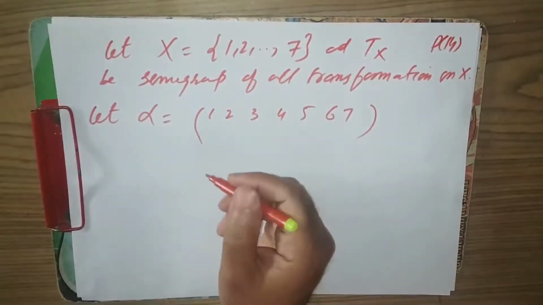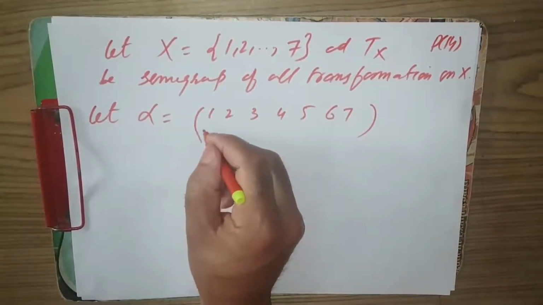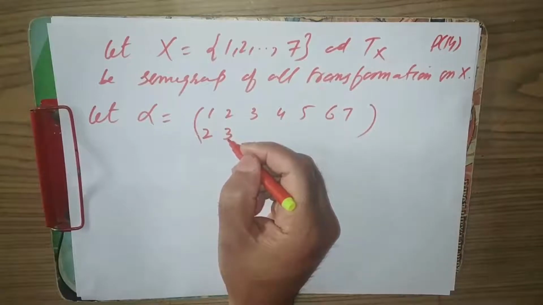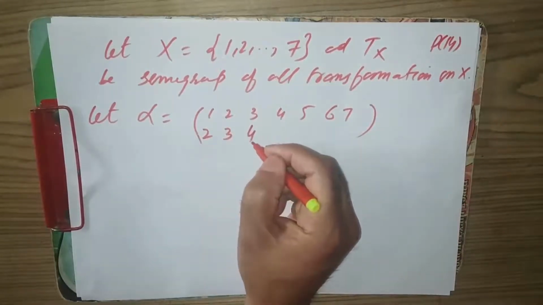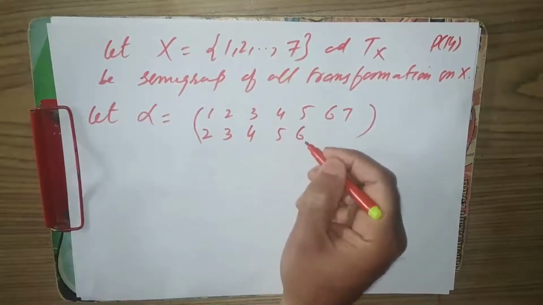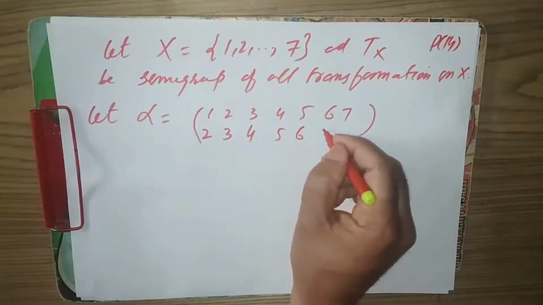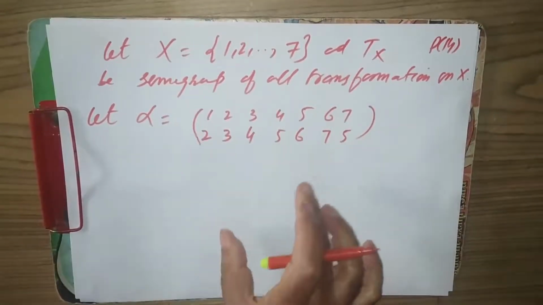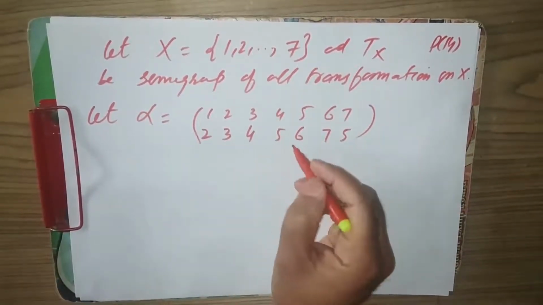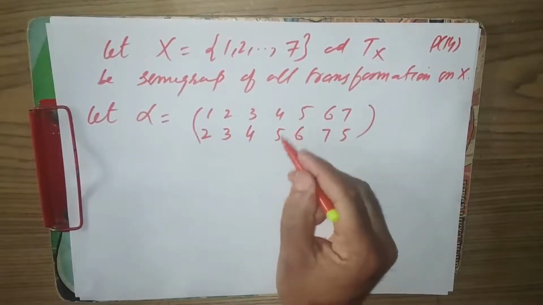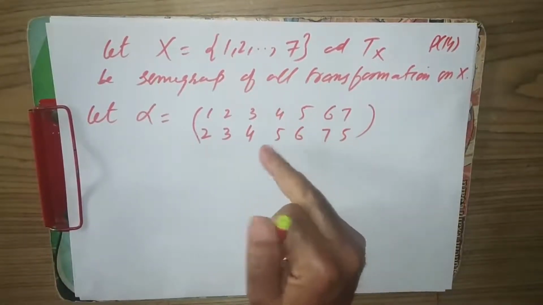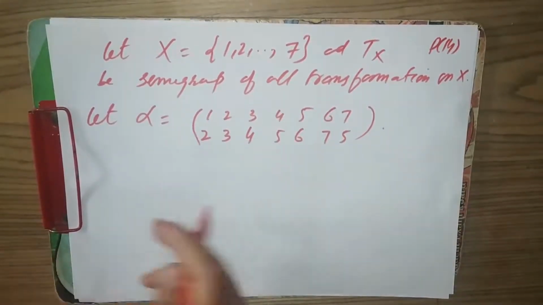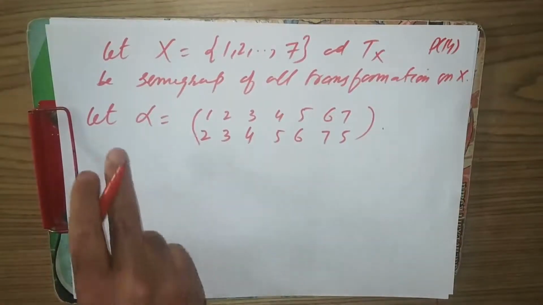So let's take this map, say the image of 1 is 2, image of 2 is 3, image of 3 is 4, image of 4 is 5, image of 5 is 6, image of 6 is 7, and image of 7 is 5. So it's not a permutation, because the images of 4 and 7 are the same, 5. It's a many-one map. So this is the representation of maps in T_X.